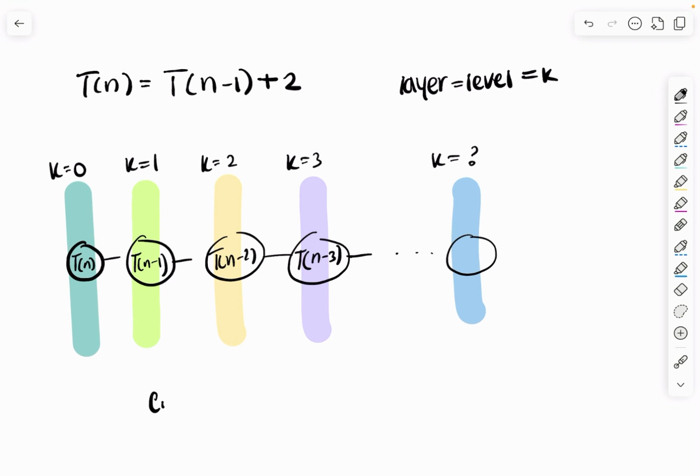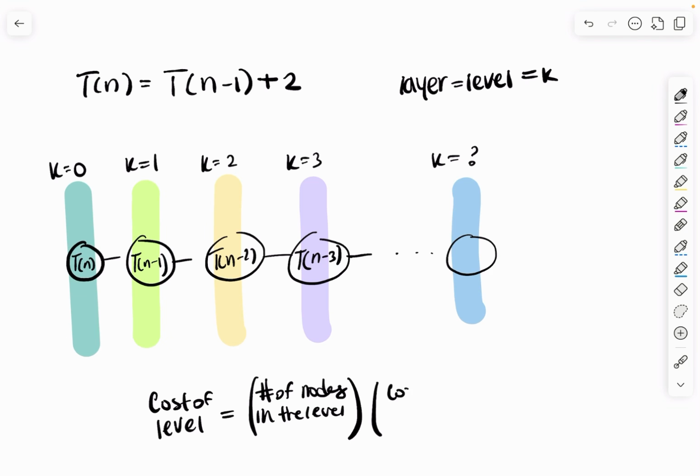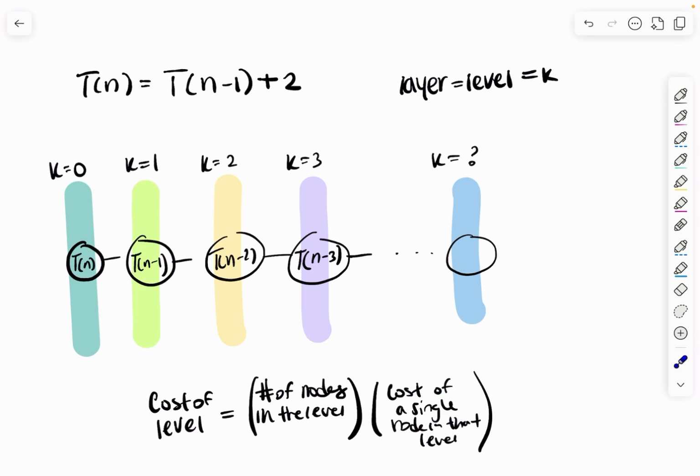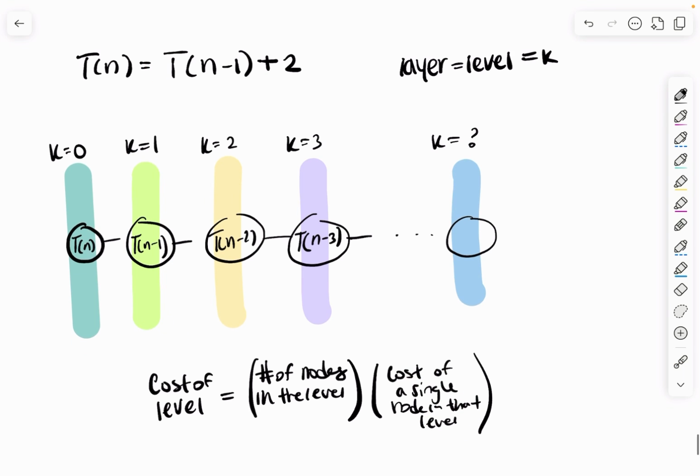The cost of a layer or of a level is equal to the number of nodes in that level times the cost of a single node in that level. So what this suggests is that if you had 2 nodes in a level, their cost would be the same. That's what that suggests. So how do we do that?